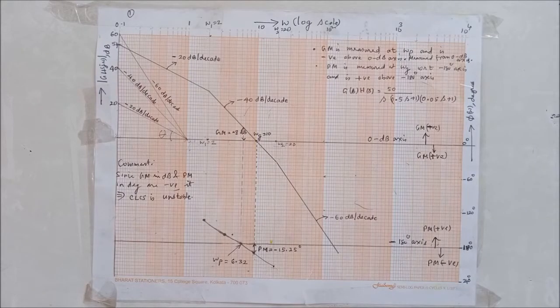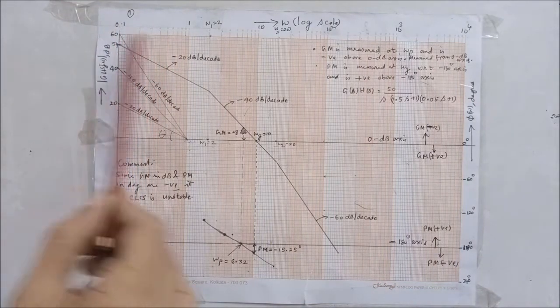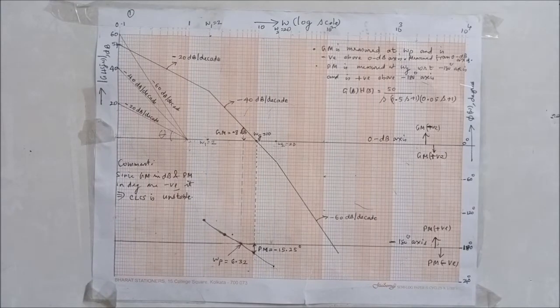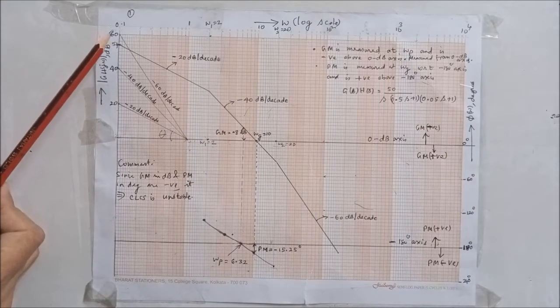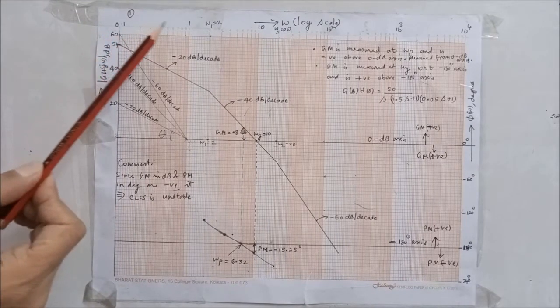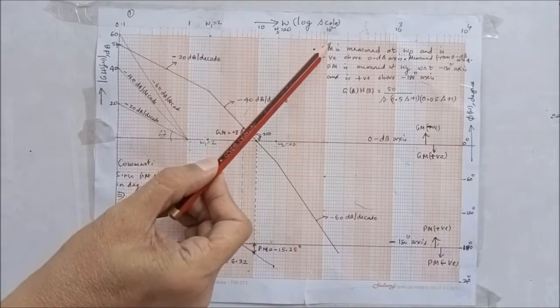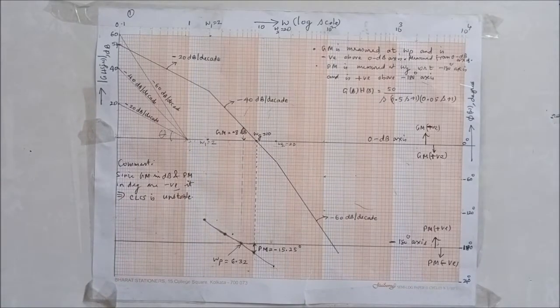I shall now explain how to draw magnitude and phase diagrams on a semi-log sheet. This is a semi-log sheet. First mark the x-axis. The x-axis is omega in log scale. The starting value of omega is 0.1. Then omega is 1, then 10, 10 squared, 10 cubed, 10 to the power 4.